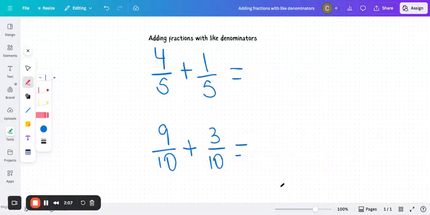All right, I have 2 more examples up on my board. The next one, again, I'm going to do the same process. Add the numerators, keep the same denominator. So I have 4 plus 1 is 5. My denominator stays the same.